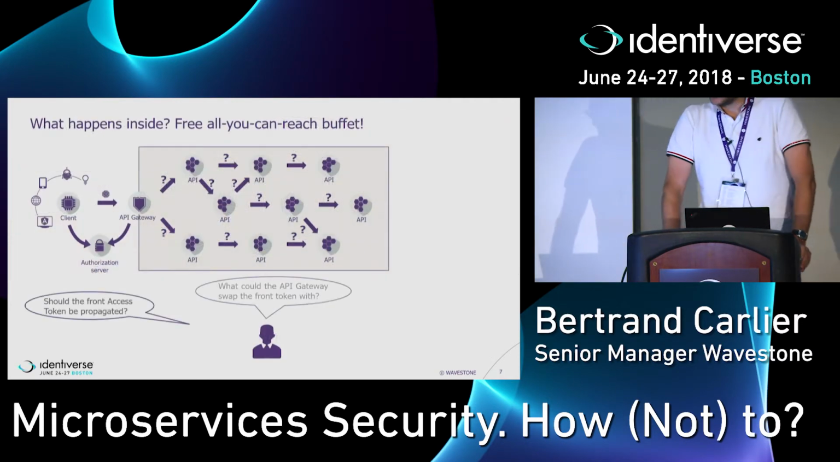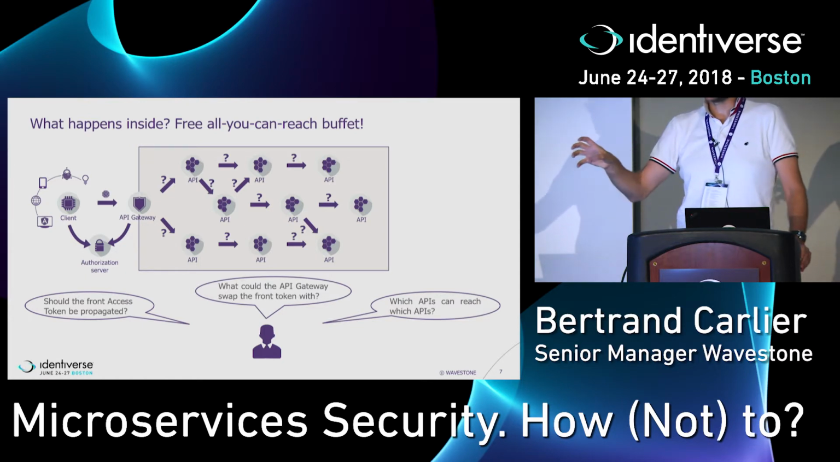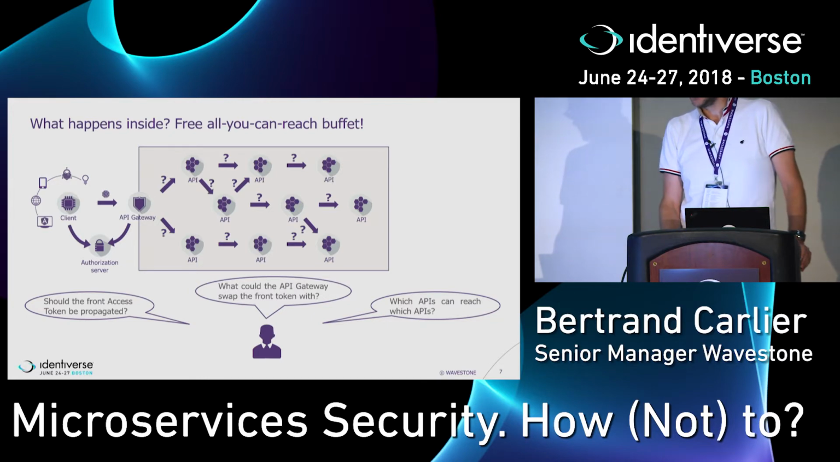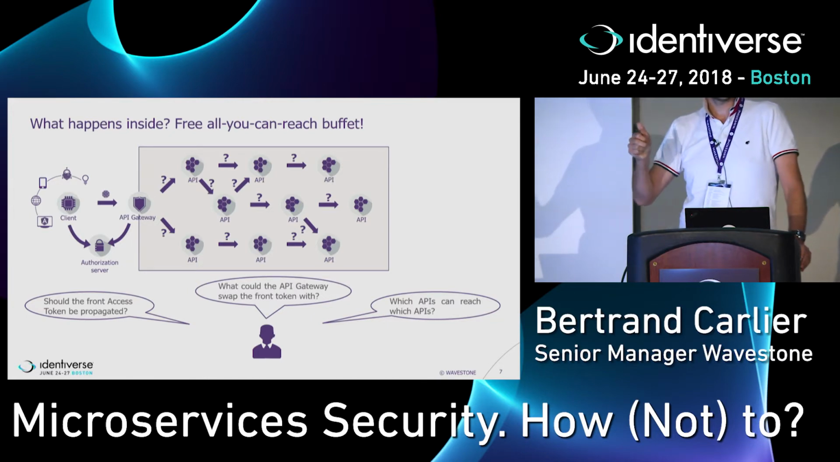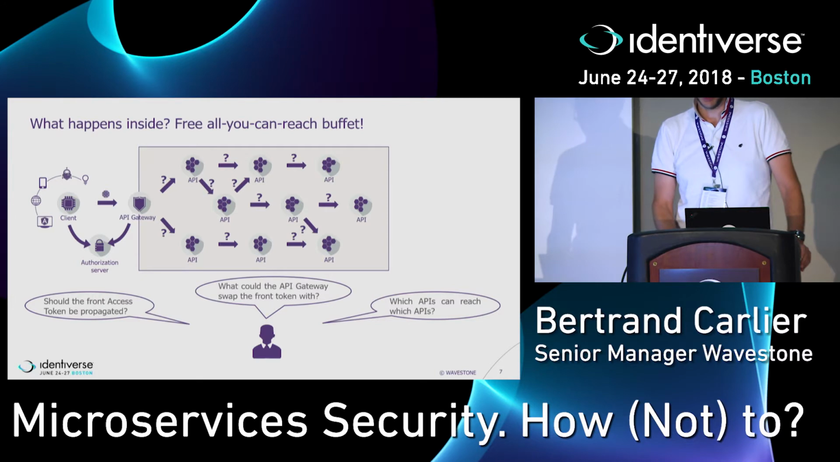Because what happens is inside, should the front token that your client got be propagated into that network bubble, or could the API gateway swap the token with something? That's something that Prabhat suggested, and it can actually work in many cases. And do I need to take care about which API can call which other API? Is there some security issue here?